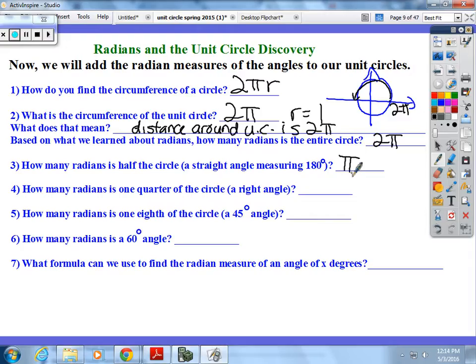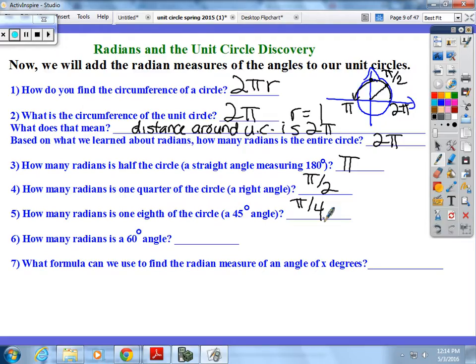How many radians is 1/4 of the circle? So if this is pi, at 90 degrees, we've gone half of pi, or 1/2 pi, or pi over 2 radians. And then what about a 45-degree angle? So now we're right here. Half of that half would just be 1/4.